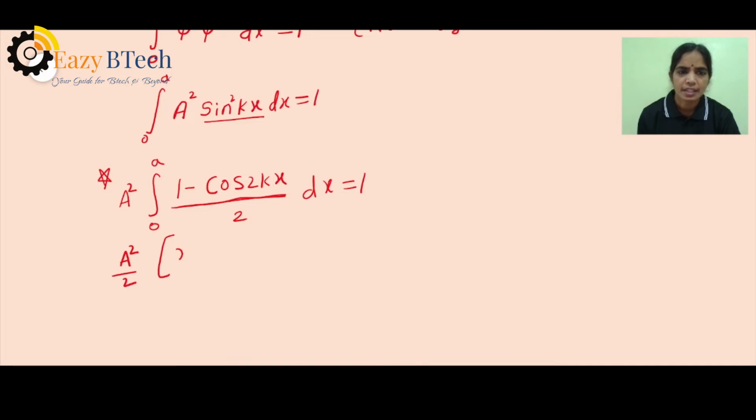It becomes x. Coming to your cos 2kx, it is simply the form of cos 2 theta. What is the integral value for cos 2 theta? Sin 2 theta by 2. Similarly, here cos 2kx means I can write this as sin 2kx divided by 2k. This is how the integration is done. It is a finite function with the limits 0 to a, which is equal to 1.